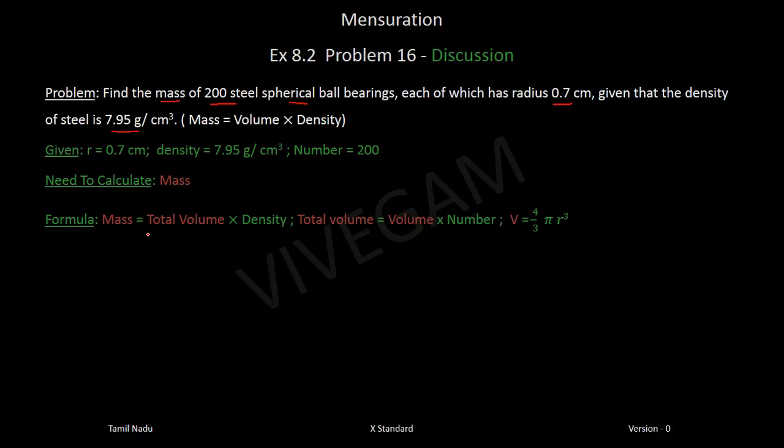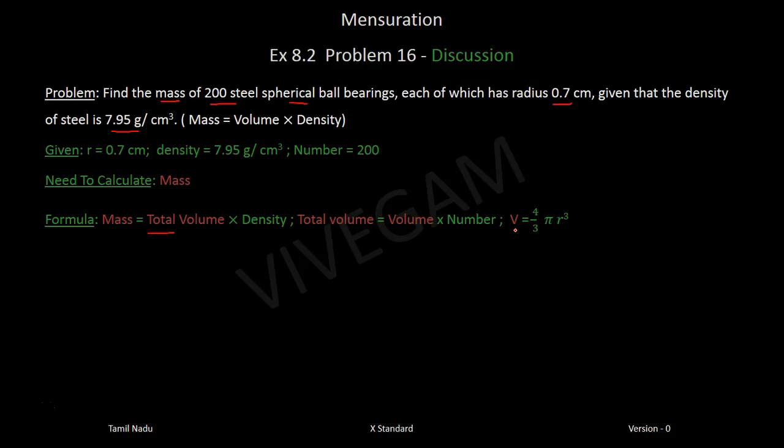But if you look at this, we will not be able to use this formula as of now because there are two unknowns. Total volume is what we don't know. Similarly, mass is also not known. That's what we are asked to find. So we cannot calculate as of now. So we have to find total volume. Write the formula for total volume. Total volume is volume into number. Again, this also cannot be used because we don't know the volume.